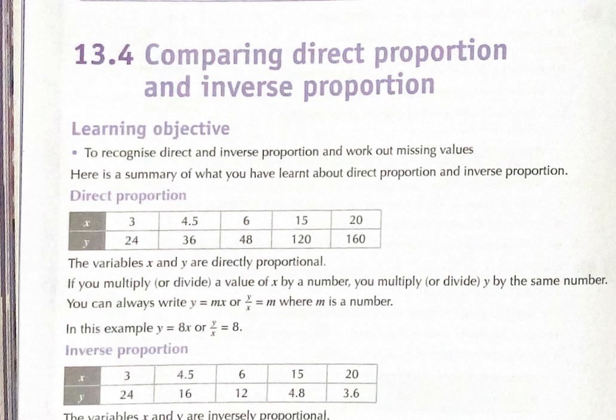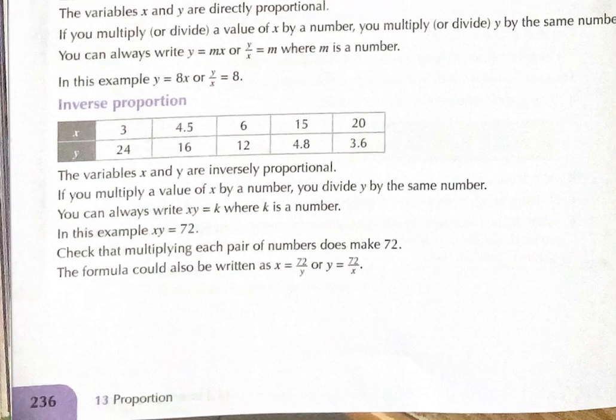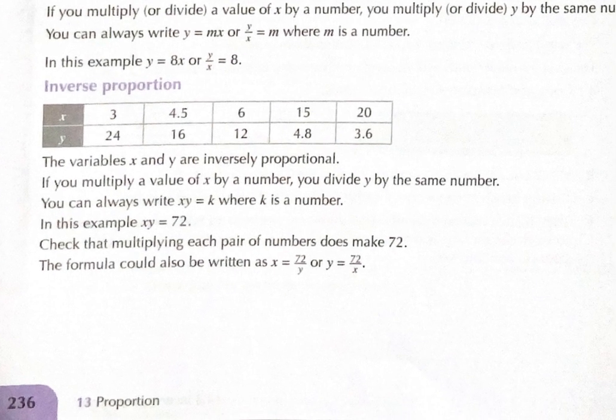Okay? For inverse proportion, look at x and y. They are in inverse proportion now. When we multiply x by 2, we divide y by 2. X increases, y decreases by the same ratio. So when we multiply by 2, we divide by 2. If you multiply x by a number, you divide y by the same number. This is inverse proportion. Now if you multiply x times y, 3 times 24, 72.